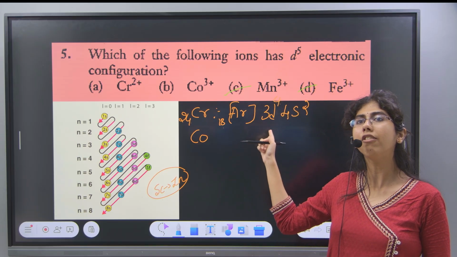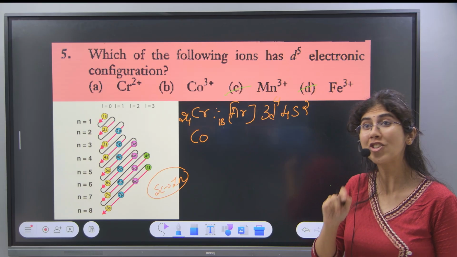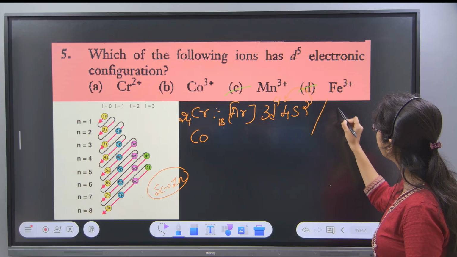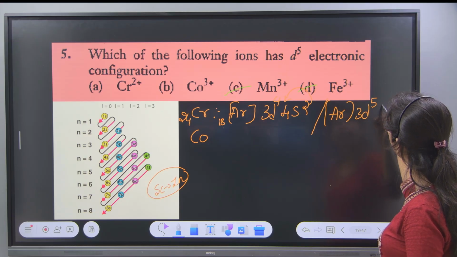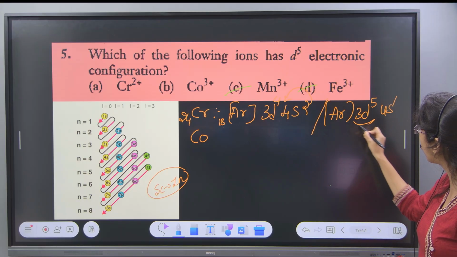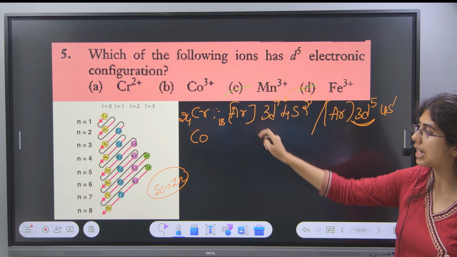Is this the correct way of filling electrons for chromium? No, ma'am. What should we do? I should transfer one of the electrons to 3d. 3d5, 4s1. Because if I do this, I get a very stable electronic configuration, a half-filled shell. So this is the correct way of representing chromium.